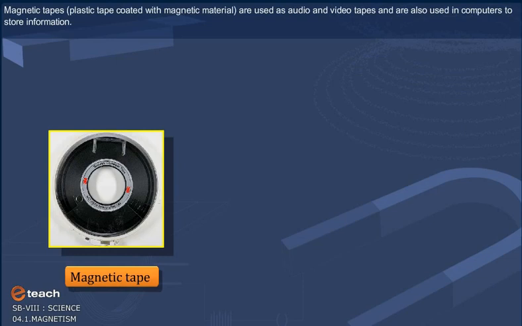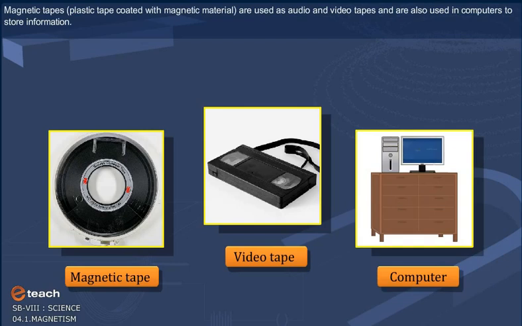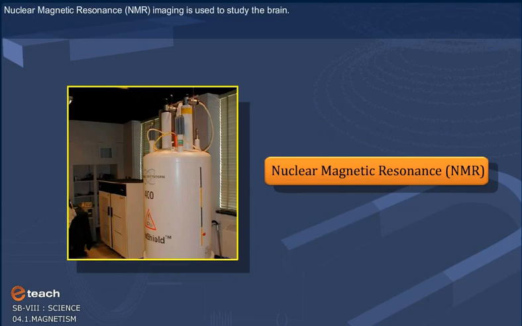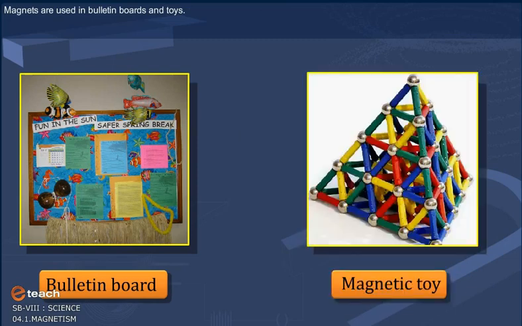Magnetic tapes, that is plastic tape coated with magnetic material, are used as audio and video tapes and are also used in computers to store information. Nuclear magnetic resonance, that is NMR, imaging is used to study the brain. Magnets are used in bulletin boards and toys.